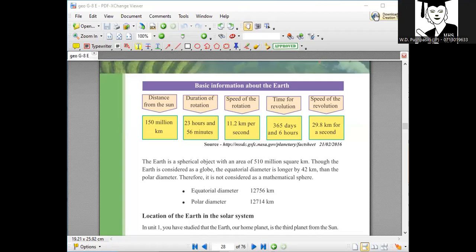Nature of the Earth, so that you can understand the nature of the Earth by thinking of these features, right? The Earth is a spherical object with an area of 510 million square meters. So that point was very important. Write that down in your book as a point: the area of the Earth is 510 million square meters. Each and every important point we have to write down.